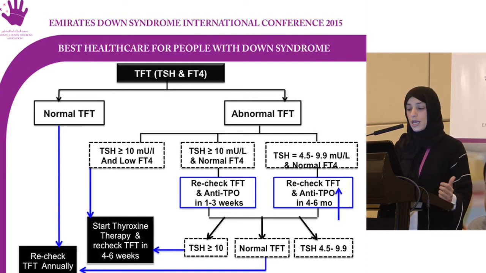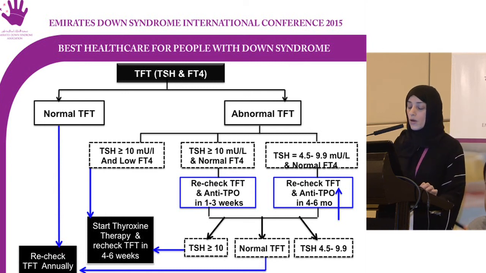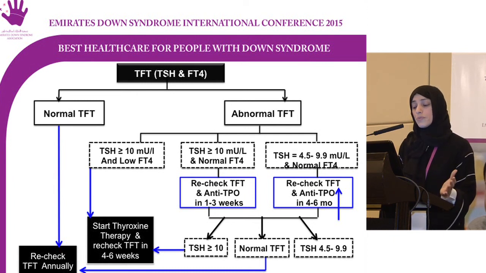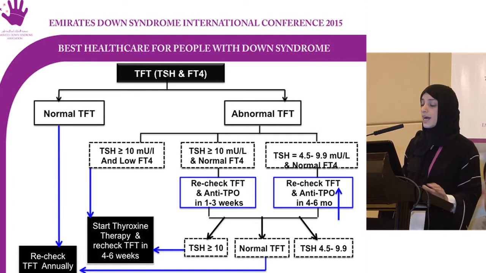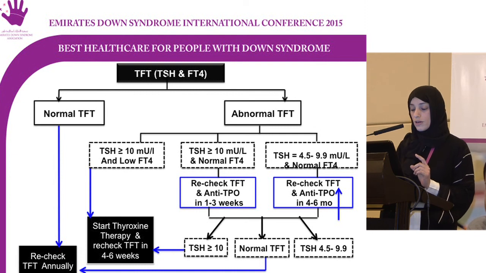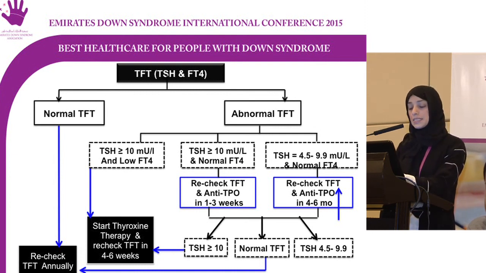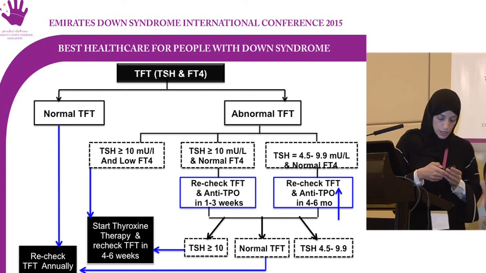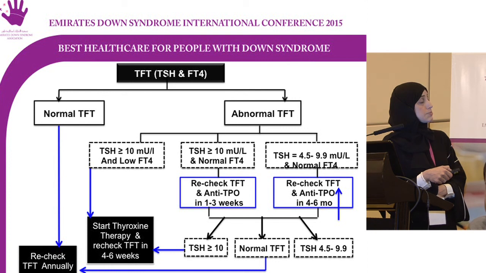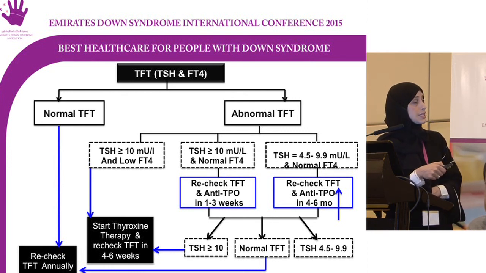If TSH is more than 10 and we have normal T4, this is subclinical hypothyroidism. So recheck thyroid function test plus add anti-TPO in 1 to 3 weeks, and make sure that the patient is completely healthy. And if TSH is more than 10, or you might have a normal thyroid function test, or you might have TSH between 4.5 and 9.9, this is the way we have to think of. If the TSH on the second confirmatory sample has been more than 10, start Thyroxin therapy. If the TSH has been normal, you could send the patient for the annual check. If the TSH has been borderline, back to the second surveillance.